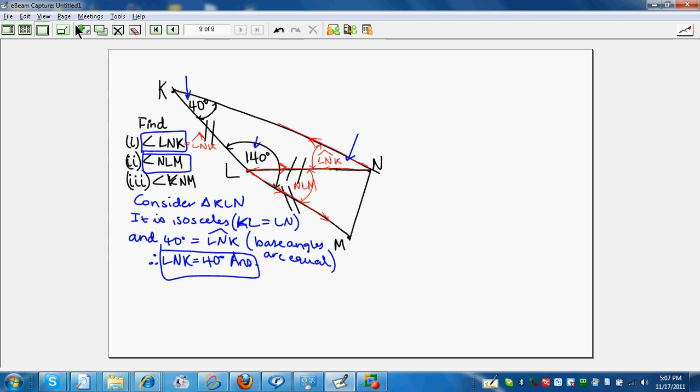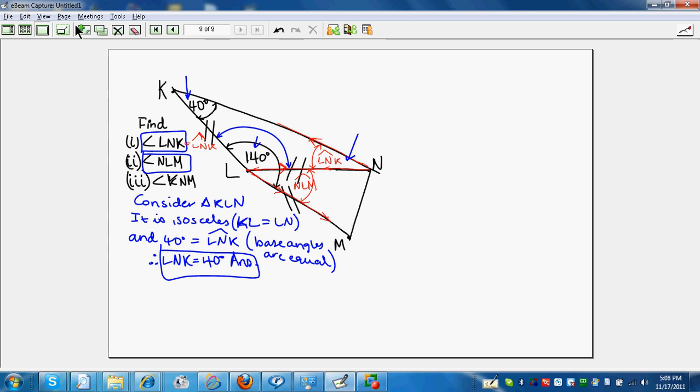NLM. That's the angle they're looking for. Okay? So how can we find that angle inside of there? Well, we could do it by noting something important. We could say that this angle inside of there, which would be angle NLK, we could find that angle. Let's find that angle. And if we subtract that angle from 140, we'll get angle NLM, which they're interested in.